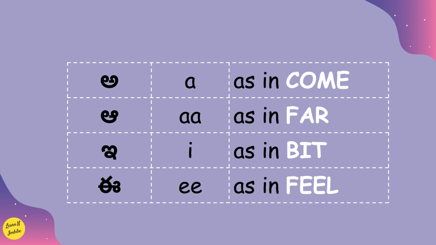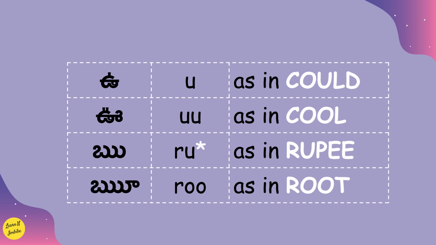The next letter is A as in far. E as in bit. E as in feel. U as in could. U as in cool. Ru as in rupee. So here Ru is RU. Initially it's also called Aru. The next letter is Ru as in root.